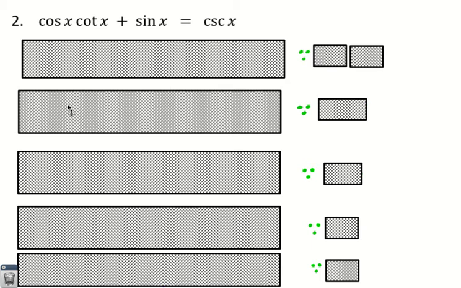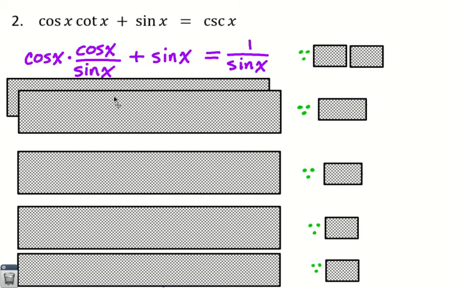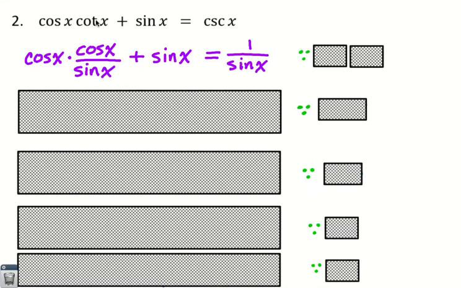Actually, pun intended. But in this case, I think what we're going to do is change this cotangent to cosine over sine using a quotient identity. And we're going to change cosecant into that by using a reciprocal identity. And so that way all of it's just sines and cosines. All right. Now what are we going to do?